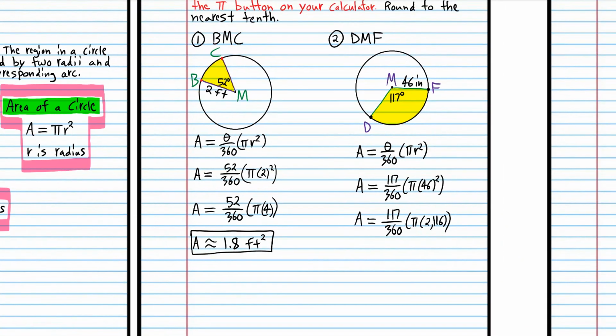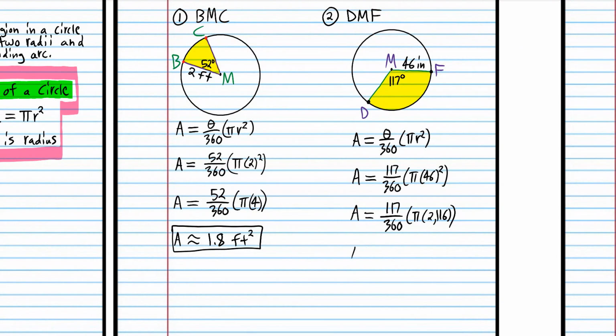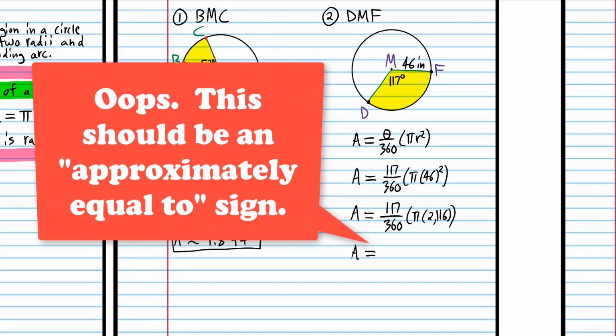And so again, you just enter the numbers into your calculator. Area is equal to, in your calculator you can do 117 divided by 360 equals, times pi equals, then times 2,116 equals. So we get 2,160.5 square inches.